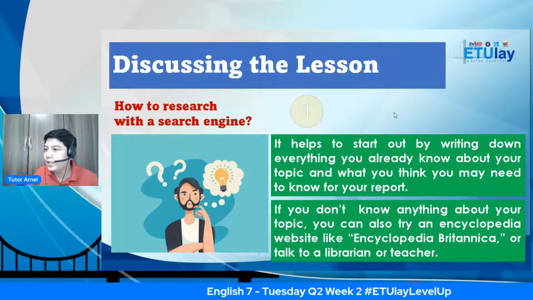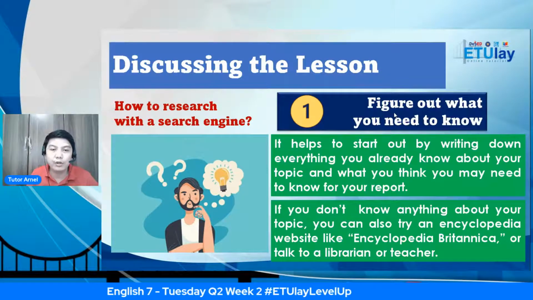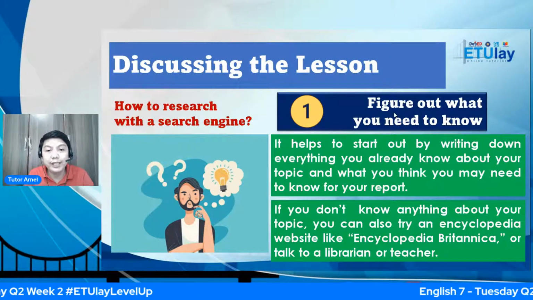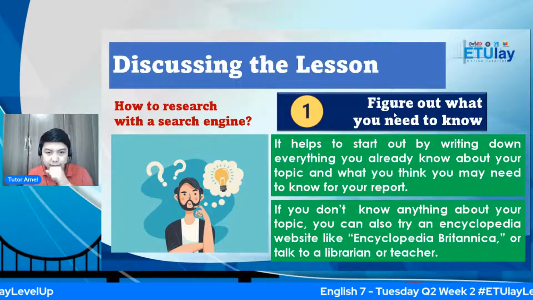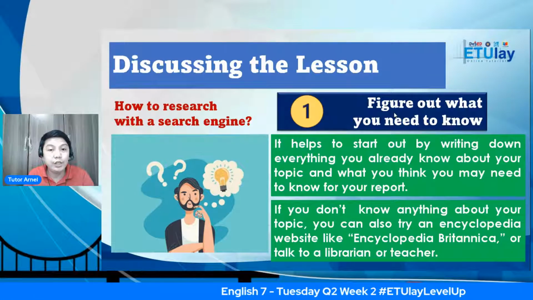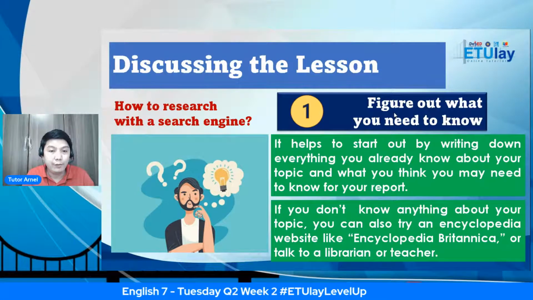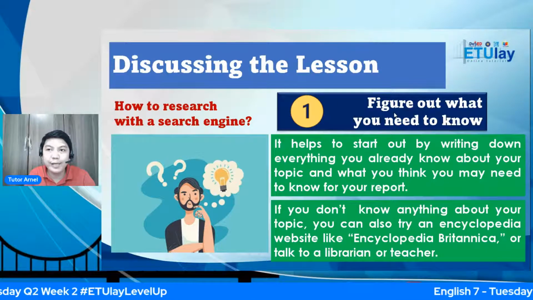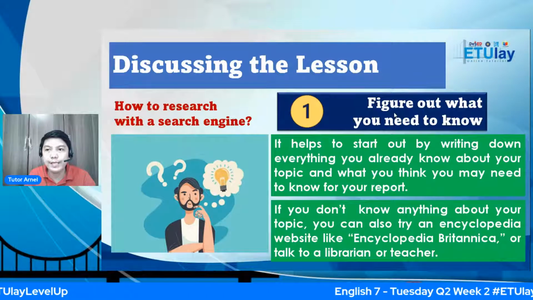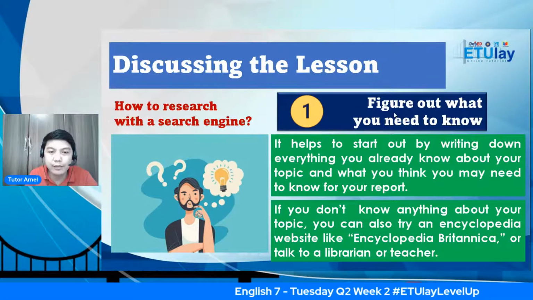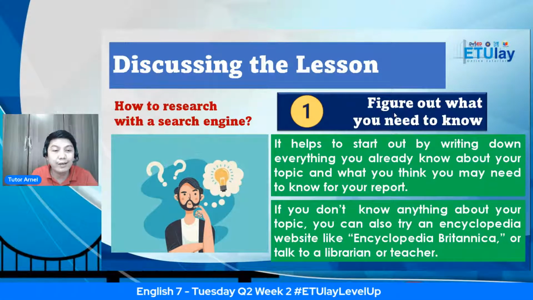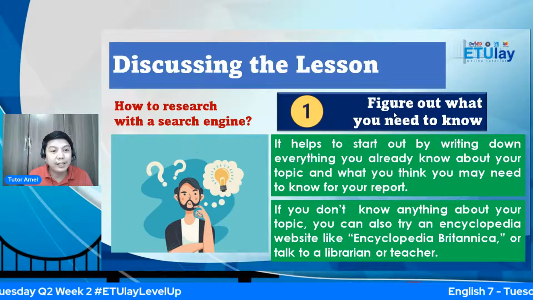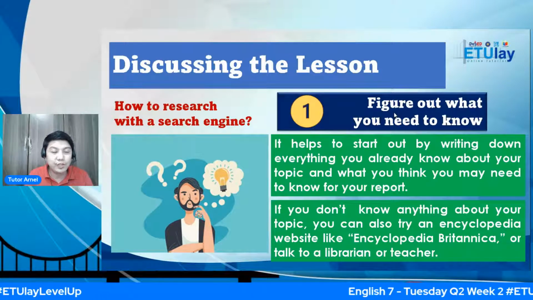Okay, so number one is figure out what you need to know. So it says here, it helps to start out by writing down everything you already know about your topic and what you think you may need to know for your report. So if you are planning for a presentation, if you have a report, for example, or if you just need to research an information, then better yet, class, that you need a piece of paper or probably a ball pen where you can actually write down those terms that you are searching.